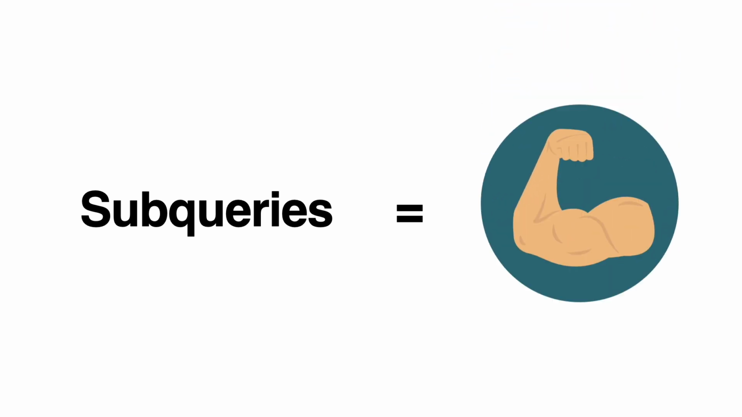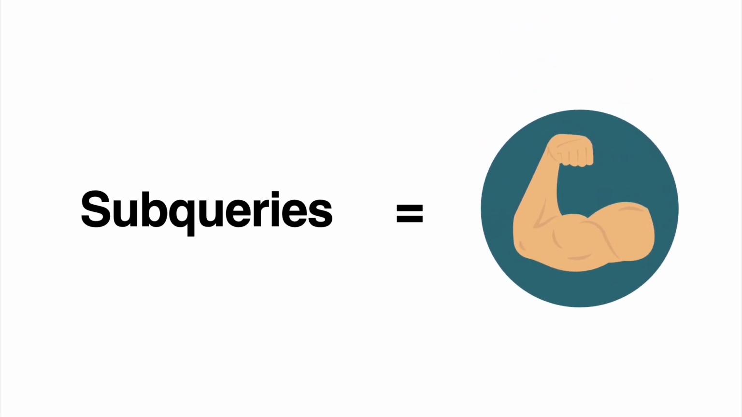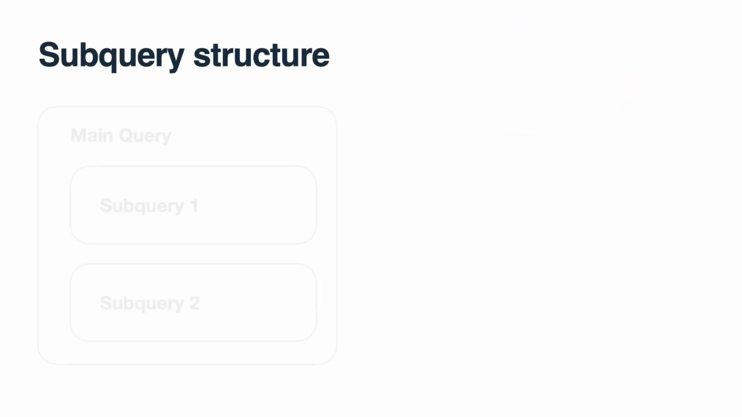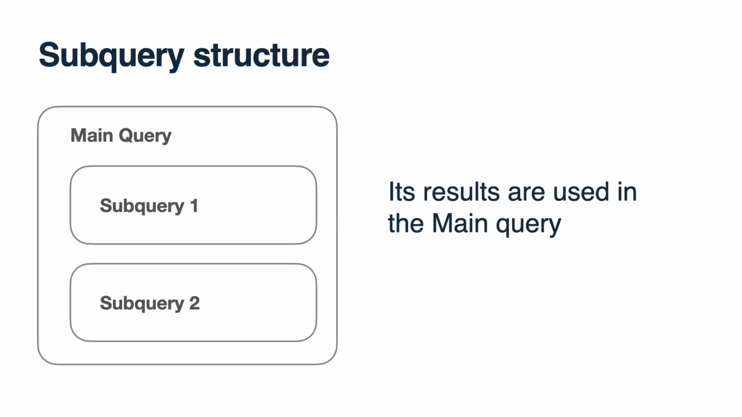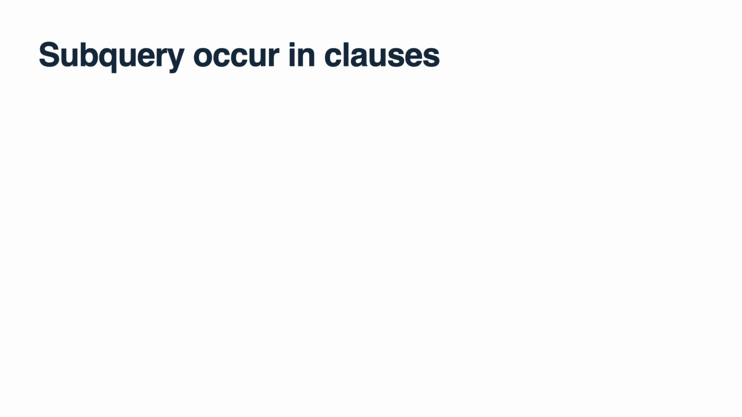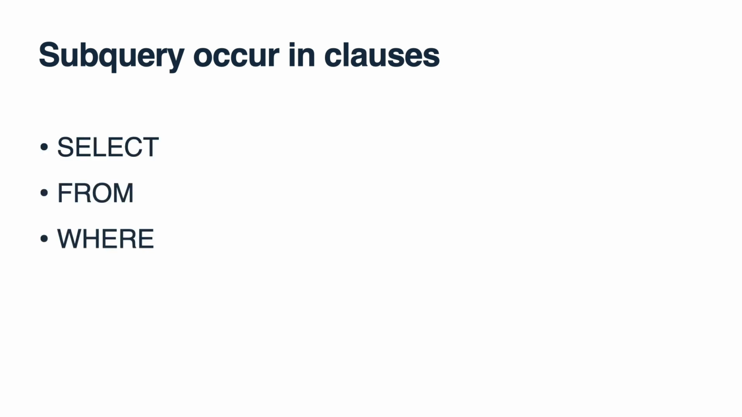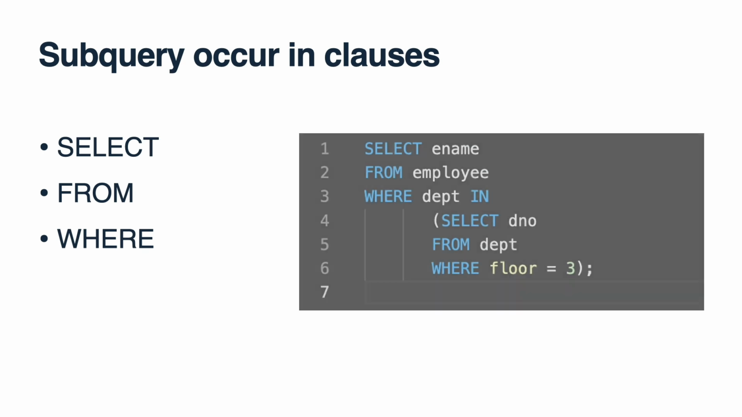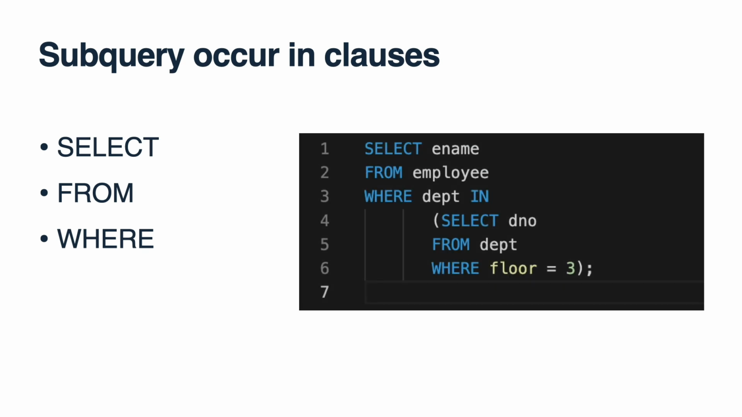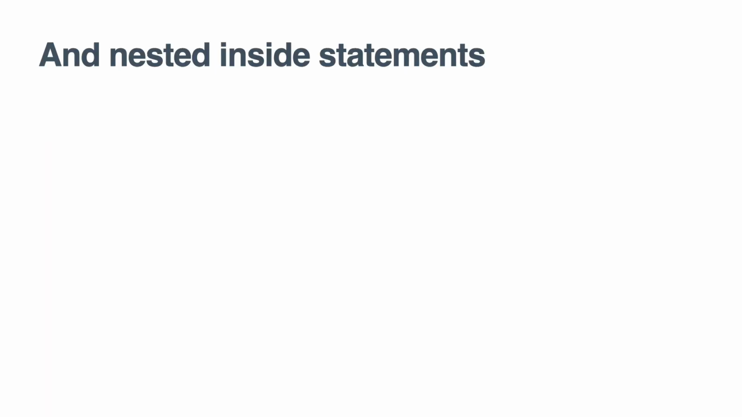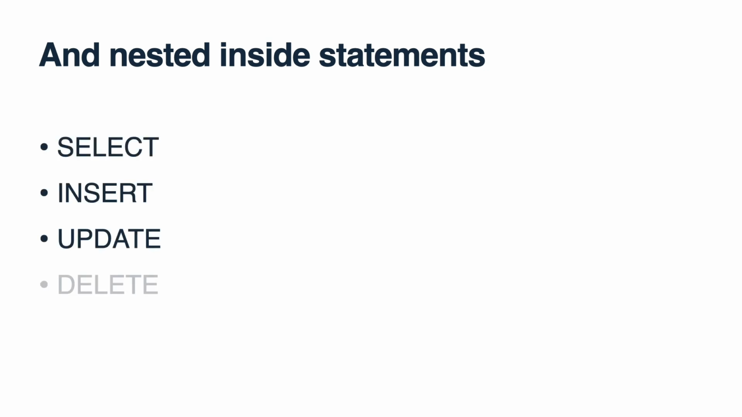Subqueries are one of the main powers of relational databases. A subquery is used when you want to use a query result in another query. Subqueries may occur in select, from, and where clauses. Usually a subquery is placed inside of where, like this. Also, it can be nested inside statements such as select, insert, update, and delete, or inside another subquery.